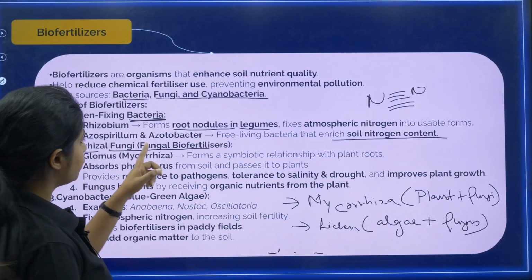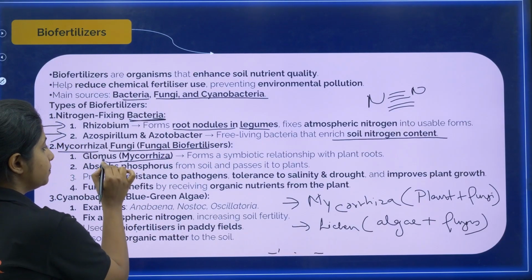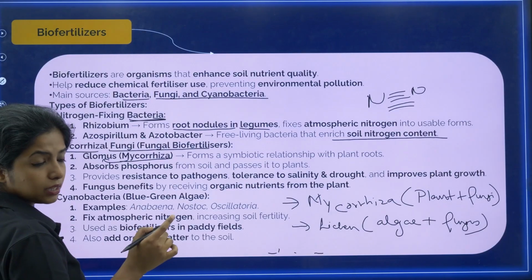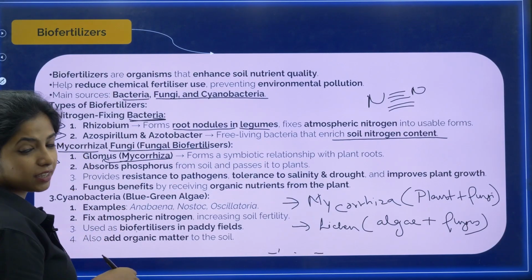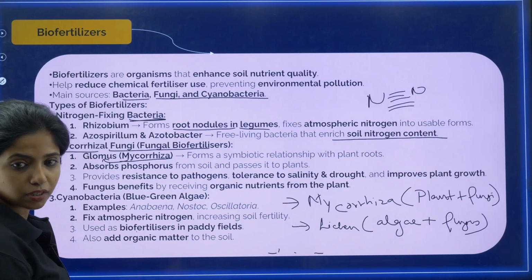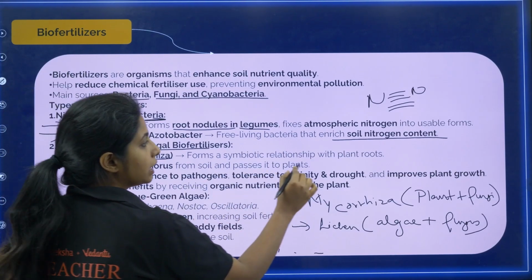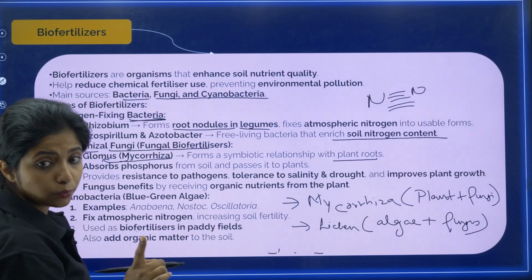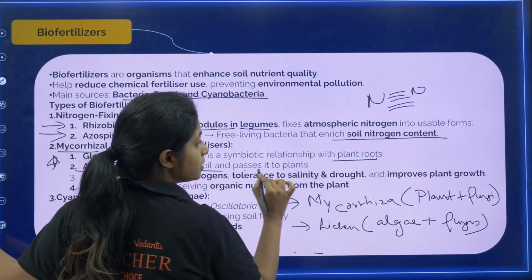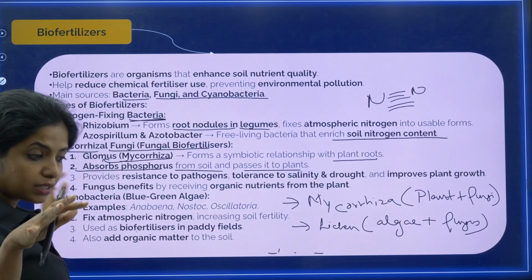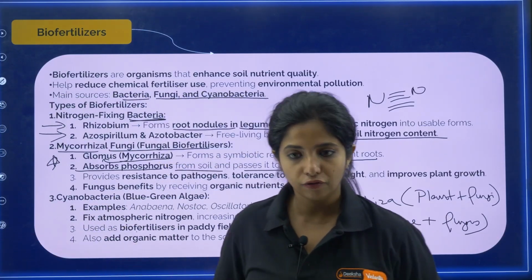So mycorrhizal fungi is a fungal biofertilizer. Remember again, mycorrhiza belongs to the genus Glomus. This is very important. They might ask you an example of mycorrhizal fungus, so it is Glomus. It forms a symbiotic relationship with the plant roots. It is found in what? Roots, my dear children. So it absorbs phosphorus from the soil and passes it into the plants. I told you, fungus has hyphae which can get into the soil just like roots and take in the phosphorus.